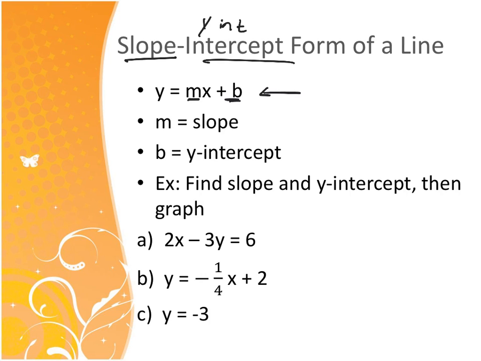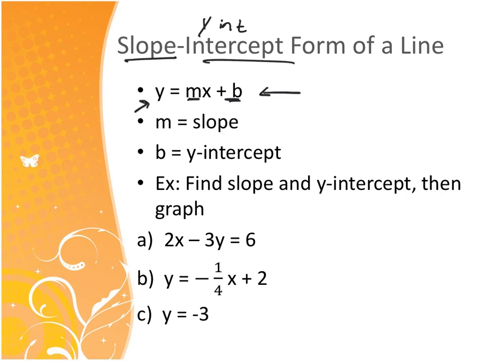Now, the one thing that's very important here is that we make sure that it looks like that form. Notice that y is on the left all by itself. That's one of the things that has to happen, is that y has to be alone and all by itself. It can't be 20y, it can't be 7/4 y. Y needs to be all by itself for this to be in slope-intercept form. So we're going to graph these three, A, B, and C, on the next slide.